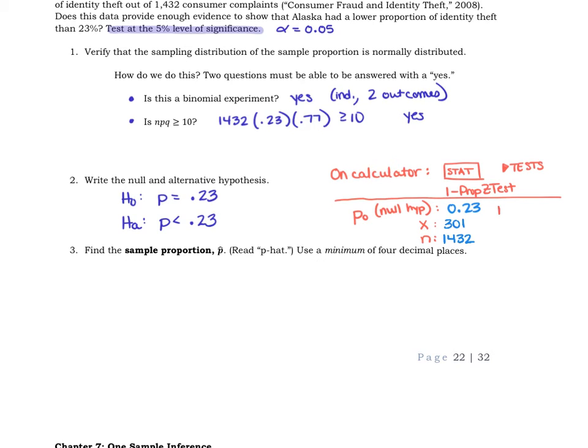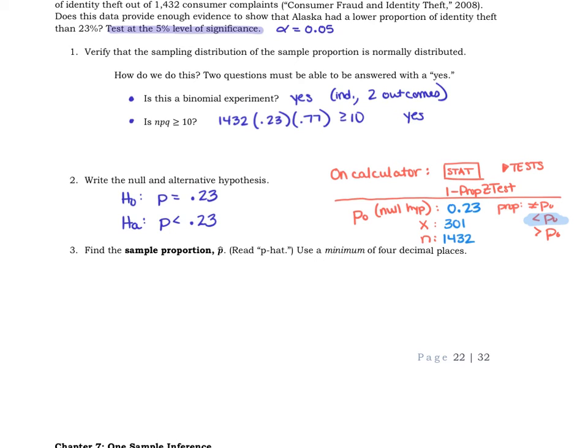Then the next thing it asks is prop, and then it's got either a not equal to P0, a less than P0, or a greater than P0. This is where you choose the kind of test that you want to do. This is based on the alternative hypothesis. So if you look at our alternative hypothesis, it says we are testing less than 23%. And so we're going to select the less than P0 option. And then go ahead and arrow down to calculate. I know for some of you it'll say color. You've got calculate, you've got draw, it doesn't matter. That's not what we want.